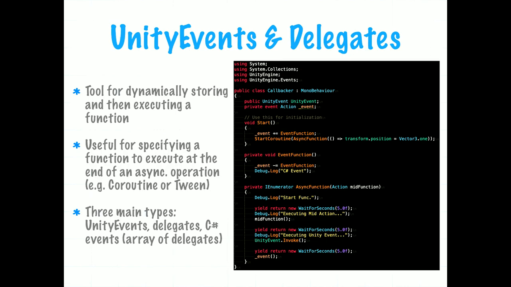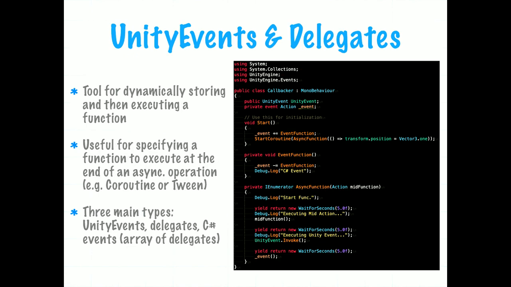So what we're going to see when we start this video is, in the debug logger, the start function. It's going to wait 5 seconds, and it's going to do this mid function, which it obtains from the parameter, which it obtains from the argument, which is a function. When this hits, we're going to see the position of one of the blocks change. Then we're going to wait another 5 seconds and invoke the Unity event, which we're going to set in the editor at the moment, and when another 5 seconds is done, we're going to fire this event. You'll see C-sharp event in the console log.